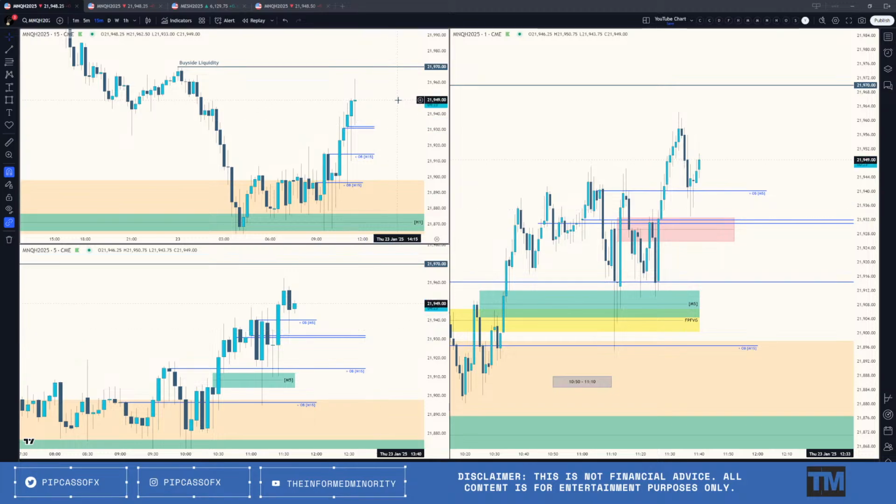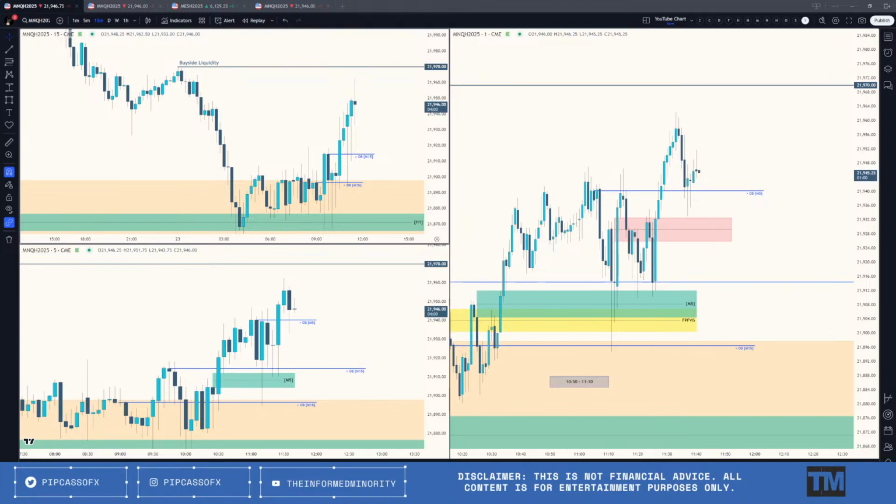So we'll see when we get there. But again, that's at like the midpoint of this order block. Would not want to see that. See if we can hit that buy side.